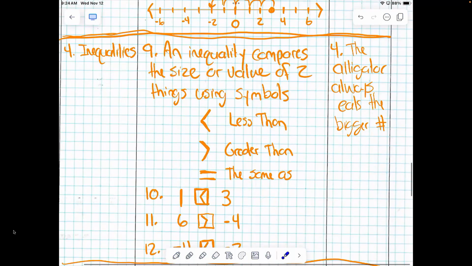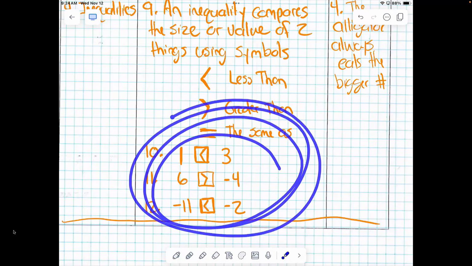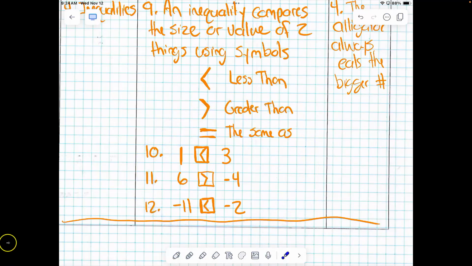All right, inequalities compare the size or value of 2 things using symbols. What's this symbol mean again? Less than. What's this symbol mean? Greater than. What's this one mean? Less than. And you guys know how to fill these symbols in correctly using less than, greater than, and the same as, right? Yes.